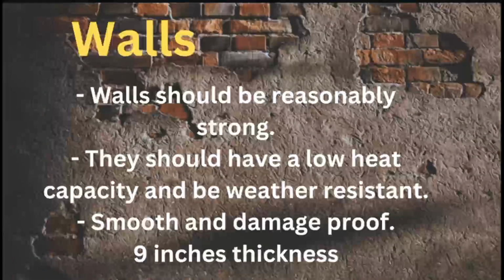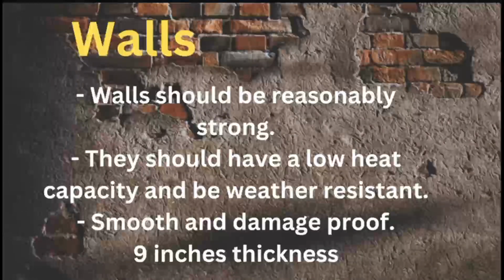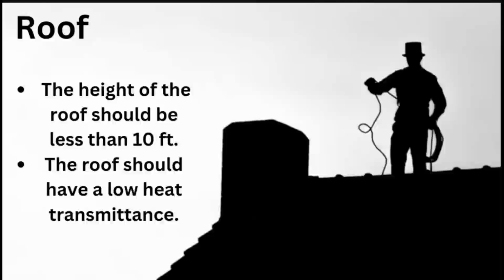The next criterion is the walls. Walls should be reasonably strong, and they should have a very low heat capacity and be weather resistant. They should be smooth and damage proof. The ideal thickness is around 9 inches. A very important aspect of housing is the roof. The height of the roof should be not less than 10 feet, and the roof should have a very low heat transmittance.